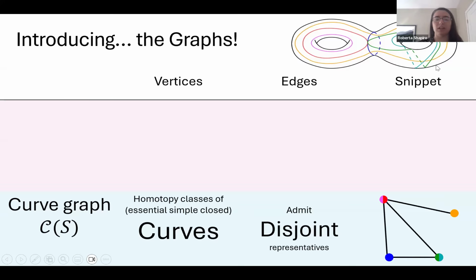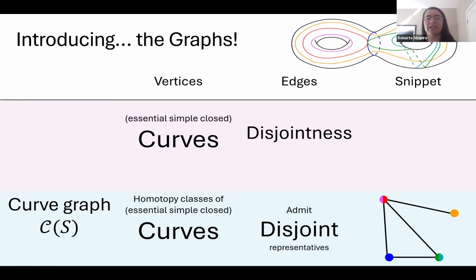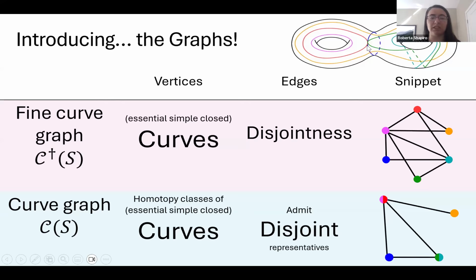Right. So maybe we overcomplicated things. Maybe something got a little weird with the homotopy classes. So we can ask, what happens if we drop this condition of modding out by homotopy class? Then that would be a graph whose vertices are just all essential simple closed curves, while an edge connects two curves if they are disjoint. This is called the fine curve graph of a surface.